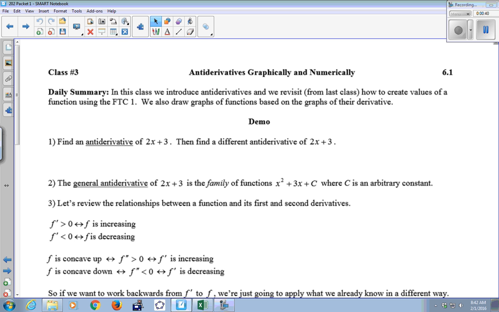Okay, so today we're going to introduce antiderivatives, and we're going to revisit from last class how to create values of a function using the fundamental theorem of calculus part 1. We're going to draw some graphs of functions based on the graphs of their derivatives.